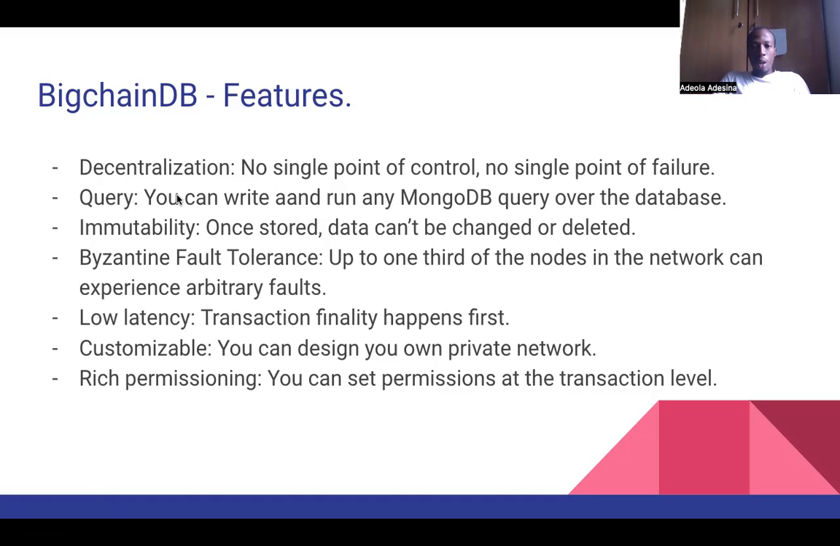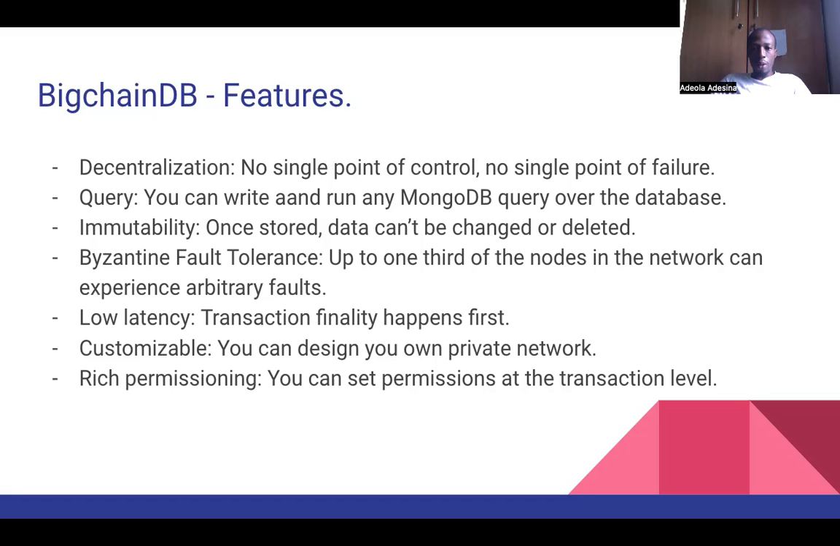Query. You can write and run any MongoDB query over the database from anywhere in the world, right? So once you run a transaction on BigchainDB, you can write any MongoDB query from anywhere in the world and query the database. It's the same way if I send you Bitcoin right now, I can query the blockchain ledger 10 years to come. It cannot change, right? So that's for query. Immutability says that once stored, data cannot be changed or deleted. I've explained that.